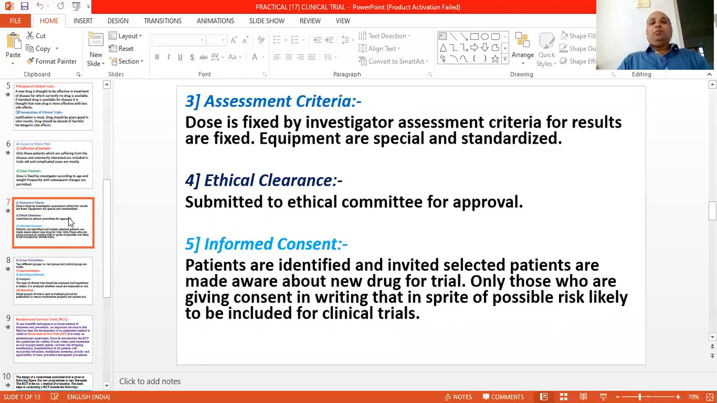Fifth, informed consent. Patients are identified and invited. Selected patients are made aware about the new drug of the trial. Only those who give consent in writing, in spite of possible risk, are likely to be included in the clinical trial.